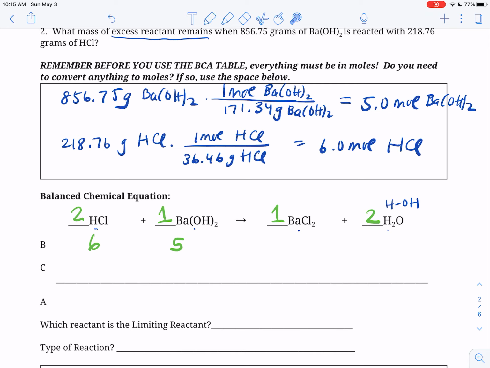Okay, so I'm going to try to reason it out. So if I have 2 HCl's here and only 1 barium hydroxide, that means if I want to use all 5 of these, I need twice as much HCl. So instead of 5, 1 became 5, 2 would need to become 10. I don't have nearly that much. I do have more HCl, but I don't have double the amount. So that indicates that that's going to run out first.